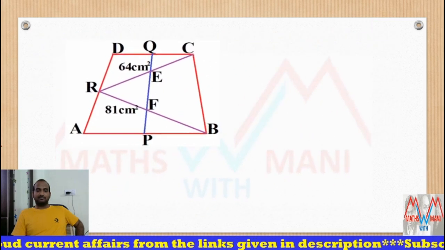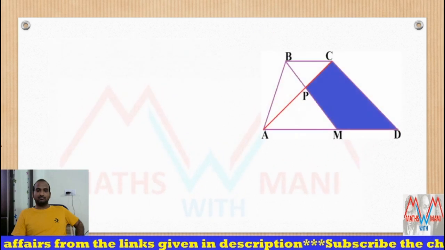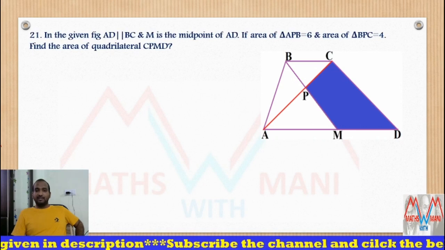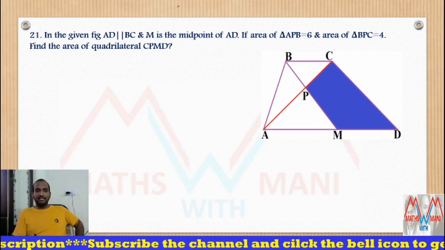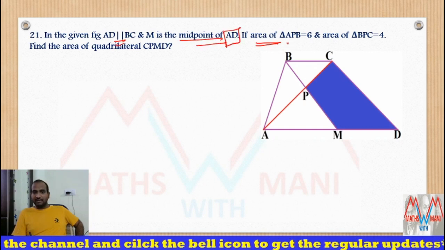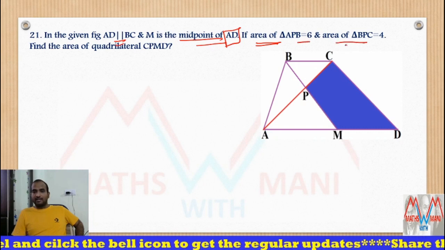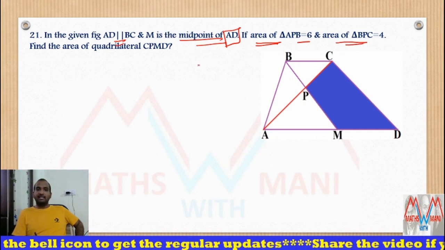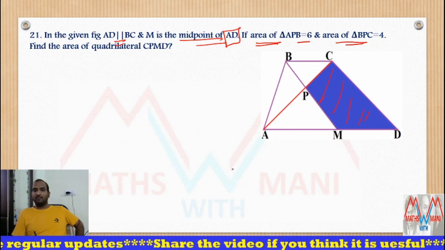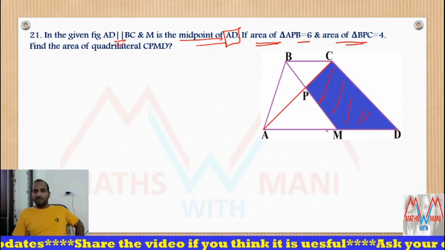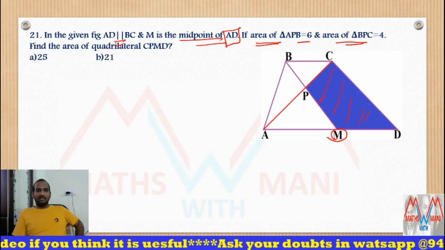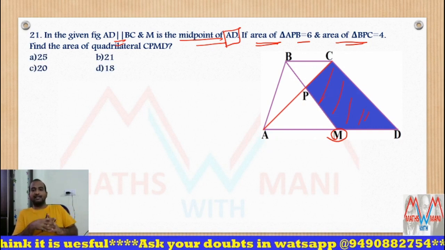Next. Another important one. Very, very nice question. In the given figure, AD is parallel to BC and M is the midpoint of AD. If the area of triangle APB is 6 and the area of triangle BPC is 4, find the area of quadrilateral CPMD, this blue region. M is the midpoint, that is given. The options are 25, 21, 20 and 18.